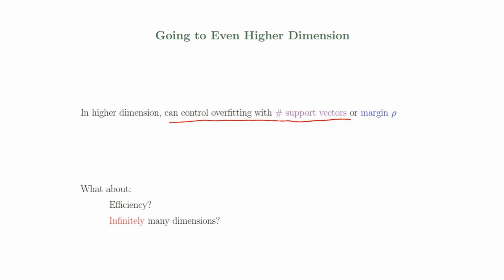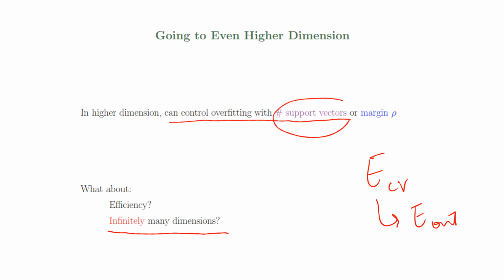So yes, we can go to higher dimensions, but up to what extent can we keep going? Is it infinite? Can we go to infinite dimensions? Now, if we can control the number of support vectors and the margins are huge, then basically we are trying to keep the bound on the cross-validation error. So then I know that I can control my E out in some ways, and also benefit from higher dimensions because my number of support vectors is not going out of control, right?